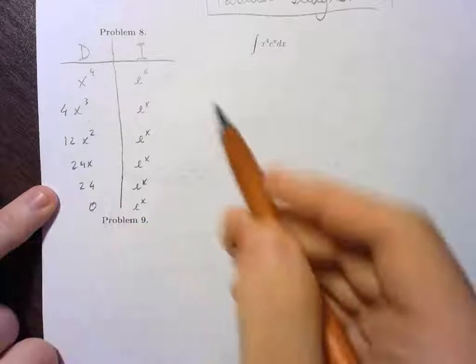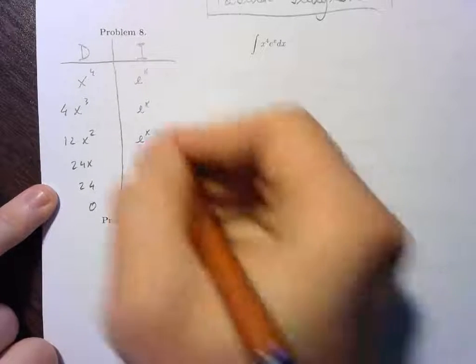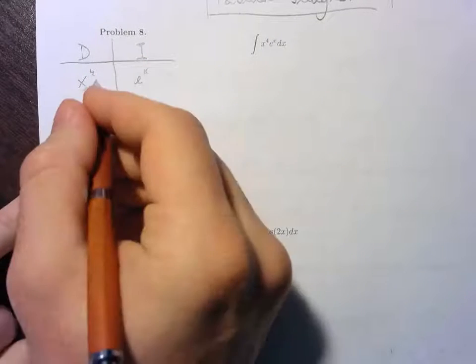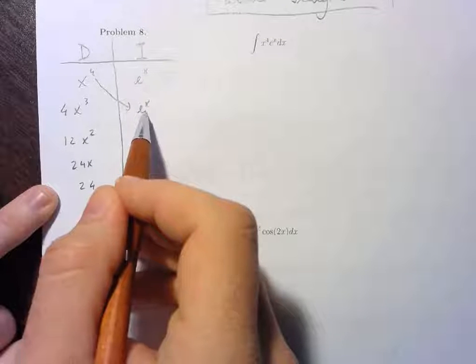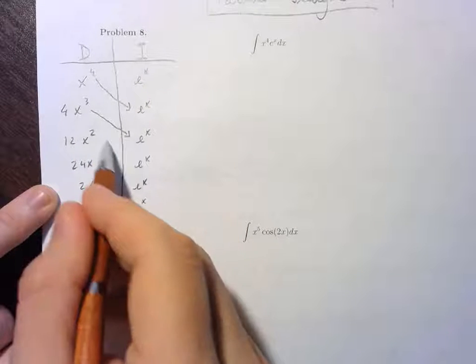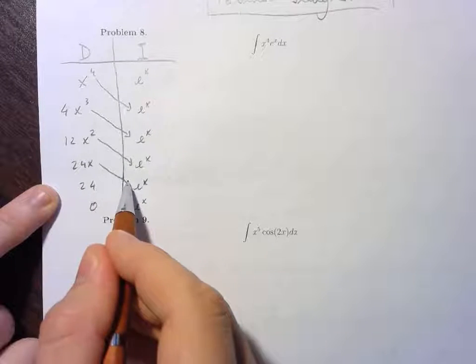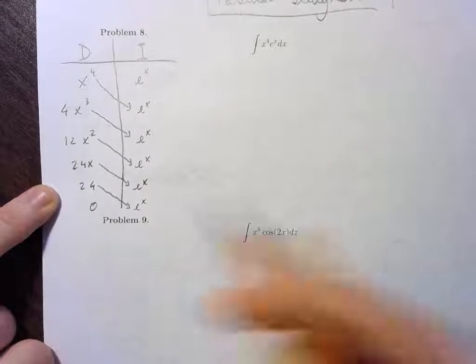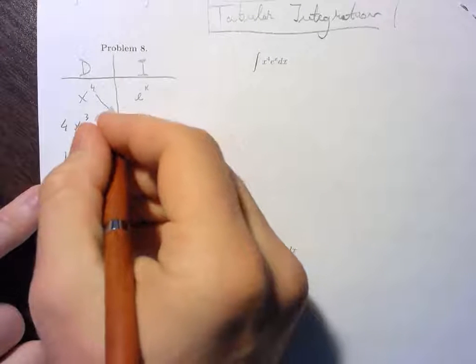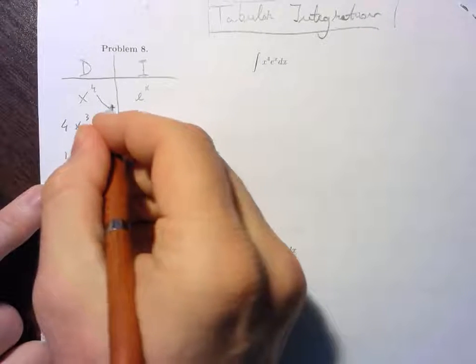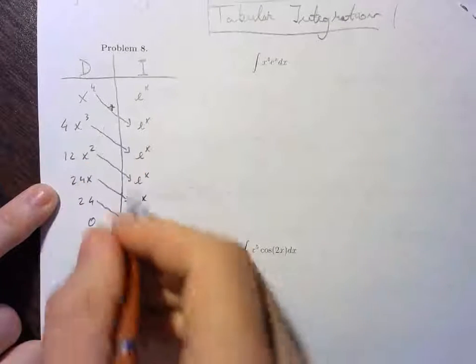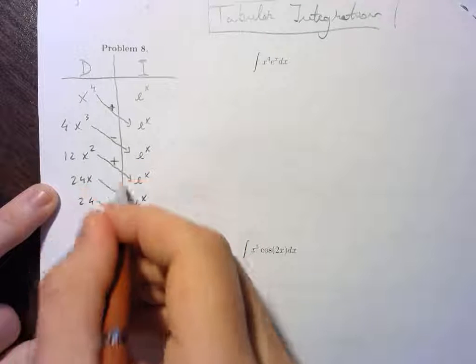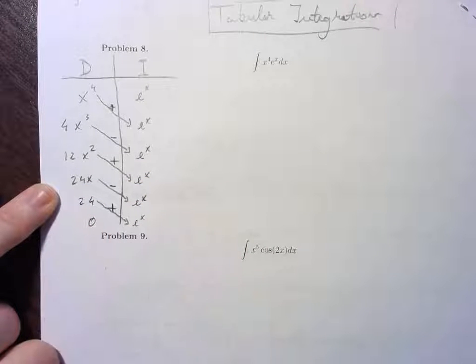Now I have this table, right, where on one column I was taking derivatives, on the other column I was taking integrals. And what I'm going to do is go from the top element diagonally down one row, just like so. Then I'm going to assign signs to these arrows that I drew. The first one is always a plus. Then I put a minus, then a plus, then a minus, then a plus, just like so.